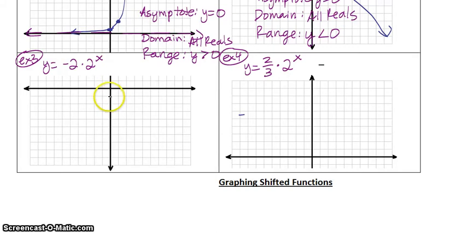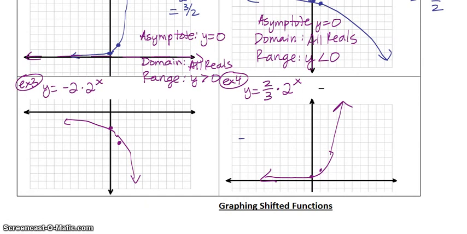So for example 3, your graph should look something like this. My y-intercept is at (0, -2), and my other point is at (1, -4). And for example 4, my y-intercept is at (0, 2/3), and my other point is (1, 4/3). For those, asymptote, domain, and range are similar to what we did earlier, so I'm not going to say that again. I'm going to talk a little bit now about how to shift these graphs.